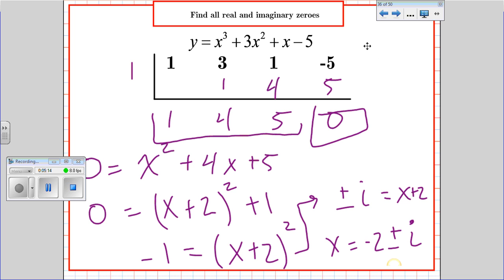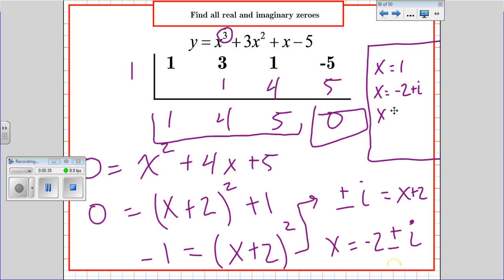So this problem has 3 real and imaginary zeros. That has to be true because it is a cubic. There should be 3 answers. They are x equals positive 1, x equals negative 2 plus i, and x equals negative 2 minus i.